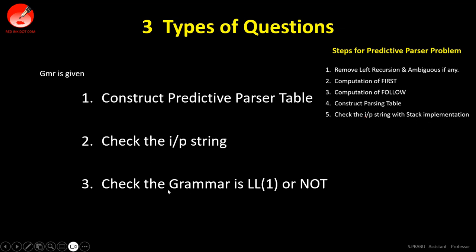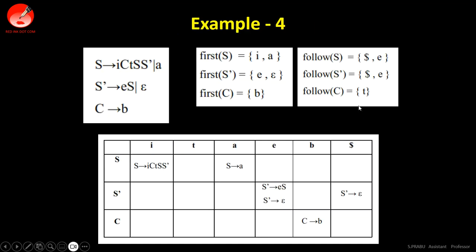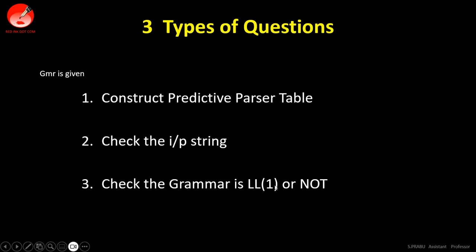In a third way, the grammar is given and you can check whether the grammar is valid predictive parser grammar or not, or valid LL grammar or not. So in this question, you are going to do all these four steps and check whether all the cells having single entry or multiple entry. If there is a multiple entry, you can tell the given grammar is not valid LL grammar.